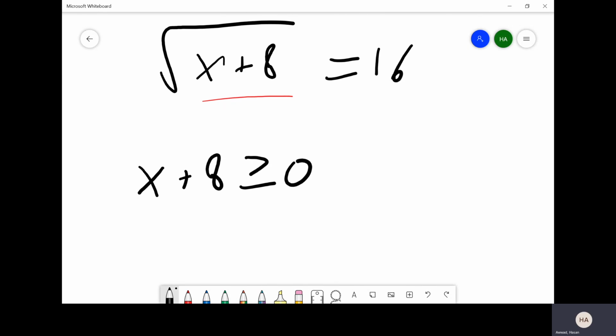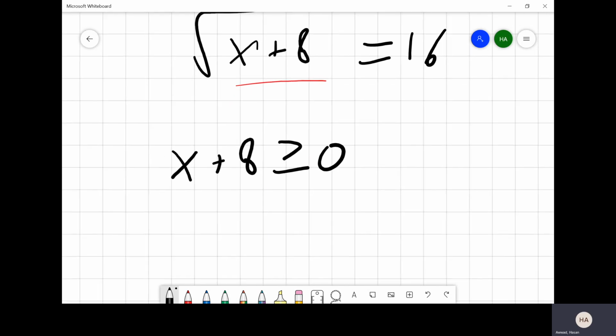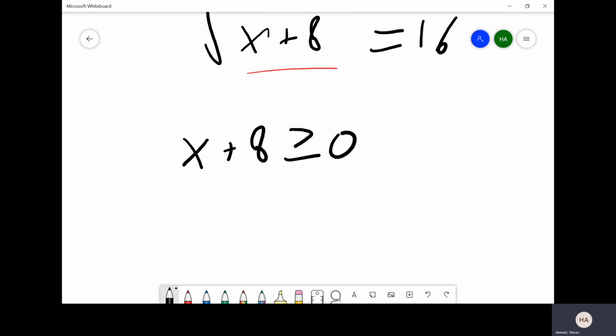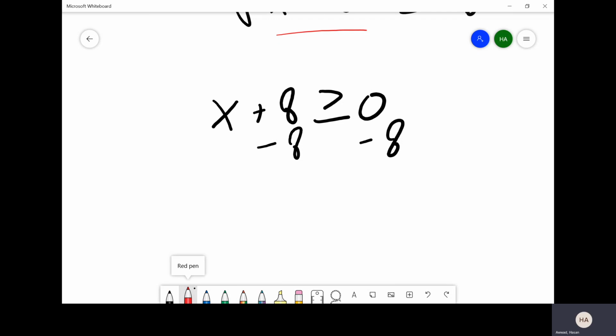Okay, so we have x plus 8 is greater than or equal to 0. So now all I have to do is just solve for my variable, right? So I'm just going to subtract 8 from both sides. So minus 8, and we know that then those are going to cancel, and we're left with x is greater than or equal to negative 8.